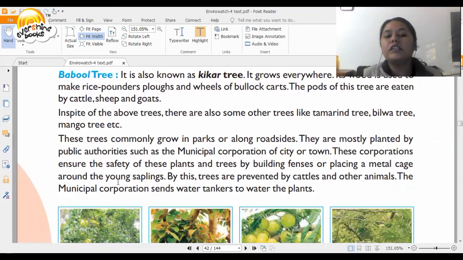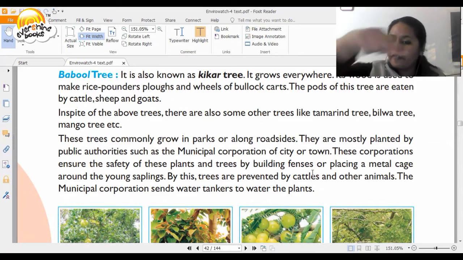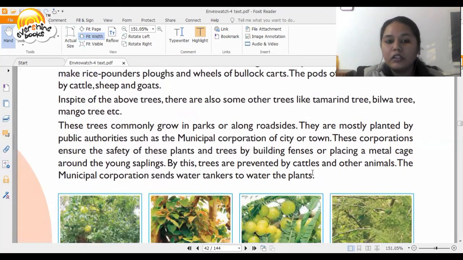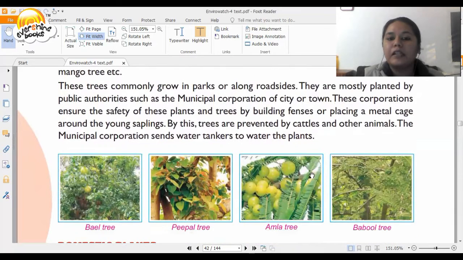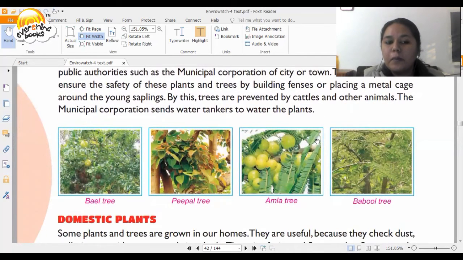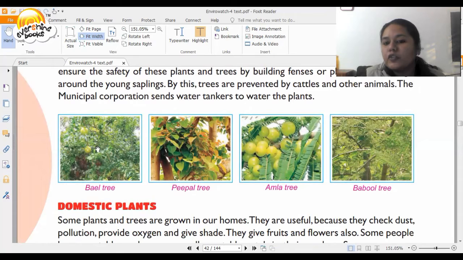These corporations ensure the safety of these plants and trees by building fences or placing metal cages around the young saplings. By this, the tree is protected from cattle and other animals. The municipal corporation sends water tankers to give water to these plants. So you see, this is the bael tree, peepal tree, and the babool tree, and this is the amla tree. So I've shown you this.